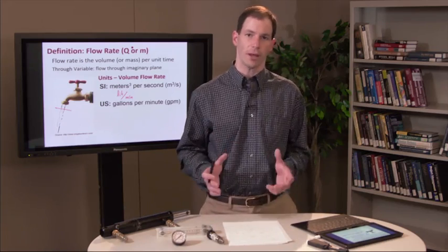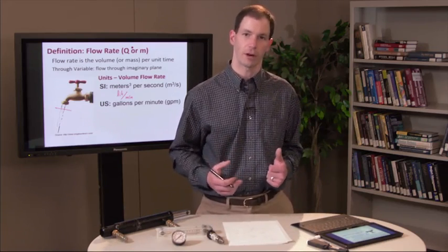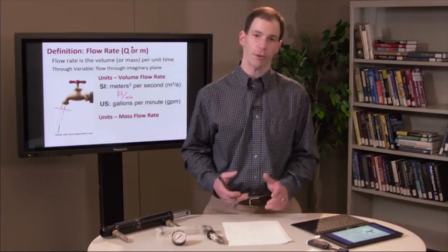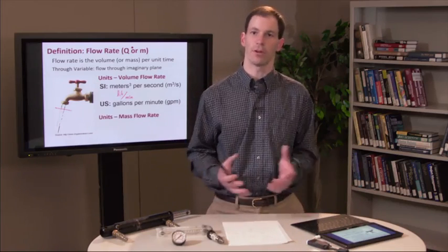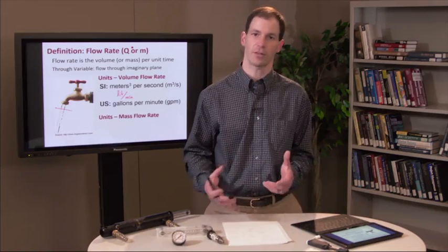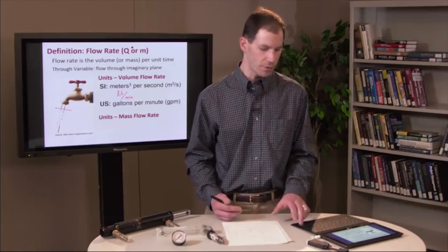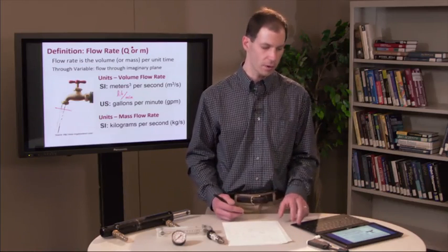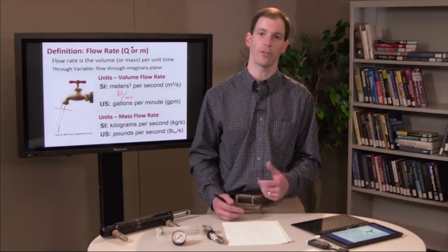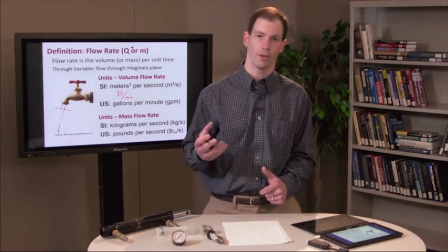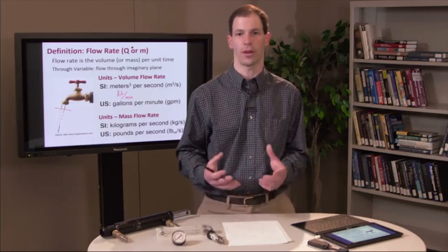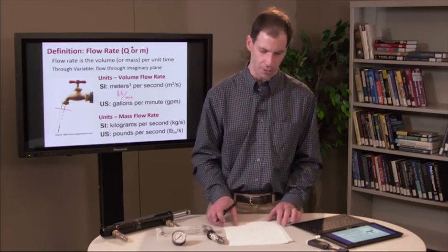Now, in pneumatic applications where we have gas as our working fluid, we have to measure the mass flow rate because the fluid is compressible. The density is changing, so we can't just rely on the volumetric flow rate. When we're dealing with mass flow rate, our units in the SI system are kilograms per second, and in the US system are pounds mass per second. So again, be careful whether this is pounds mass or pounds force. In this case, it's a mass flow rate, so pounds mass per second.